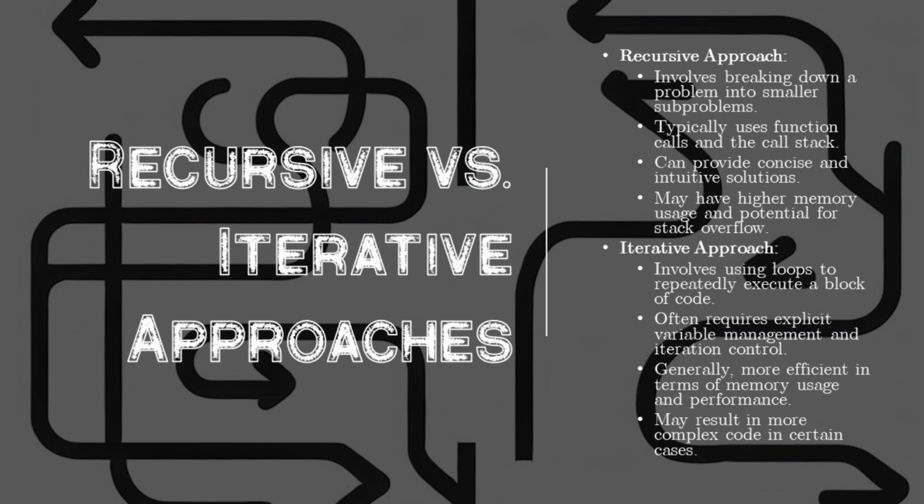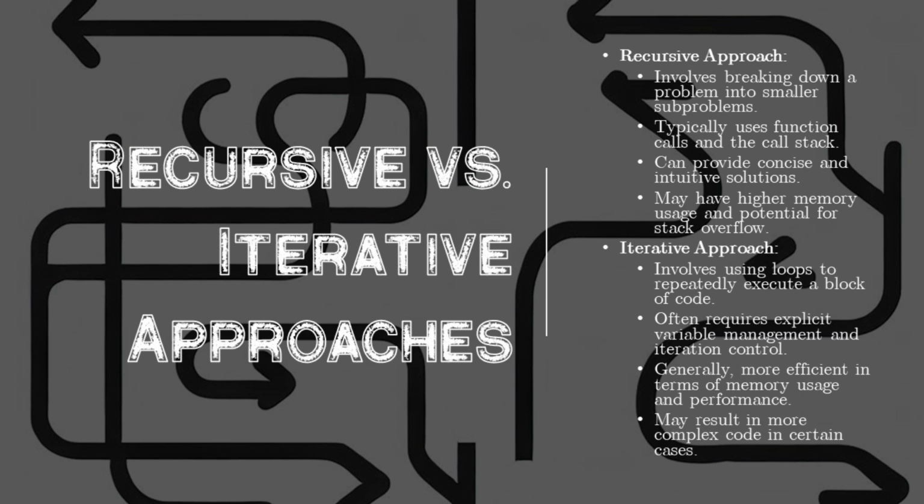Recursive versus iterative approaches. When solving problems, we have two main approaches, recursive and iterative. Recursive approaches involve breaking down a problem into smaller subproblems and solving them recursively. They often use function calls and the call stack to manage the process. Recursive solutions can be concise and intuitive, as they closely mirror the problem structure. However, they may have higher memory usage and can lead to stack overflow if not carefully managed.